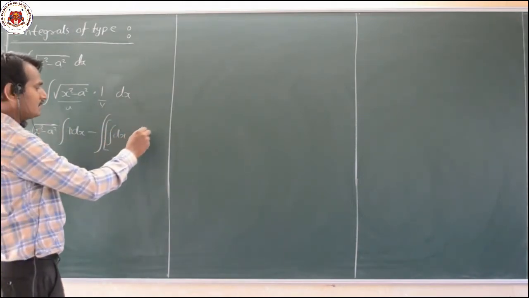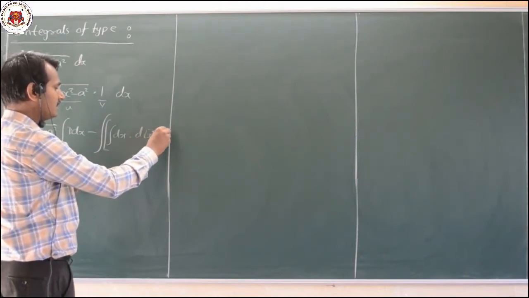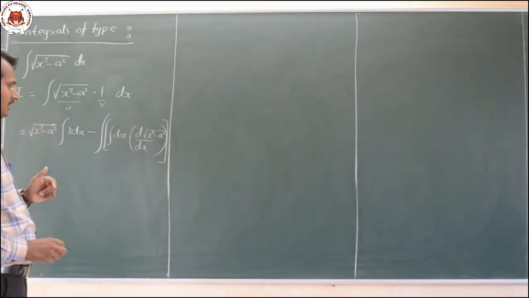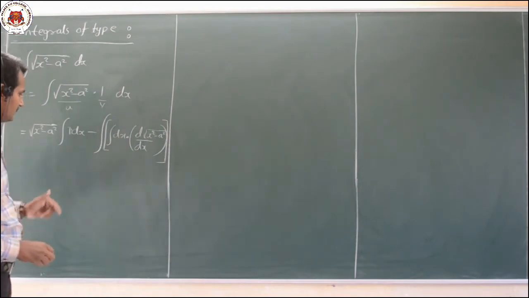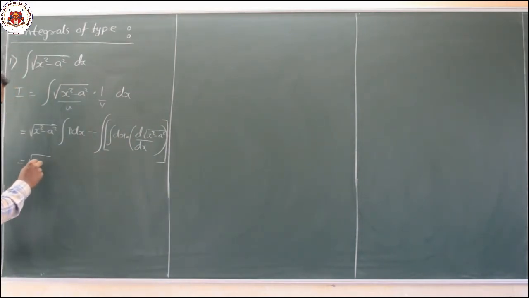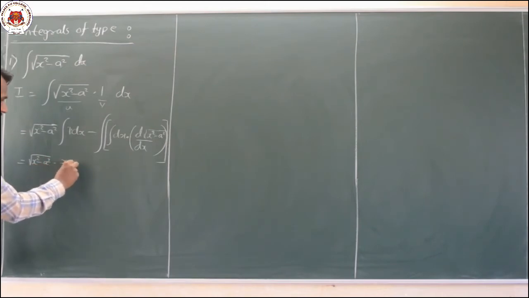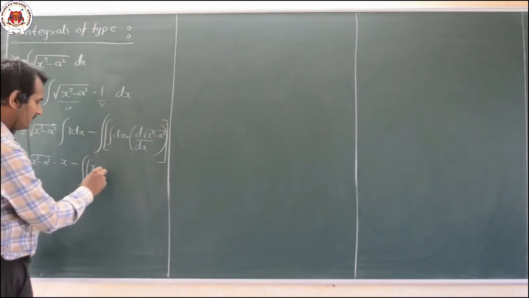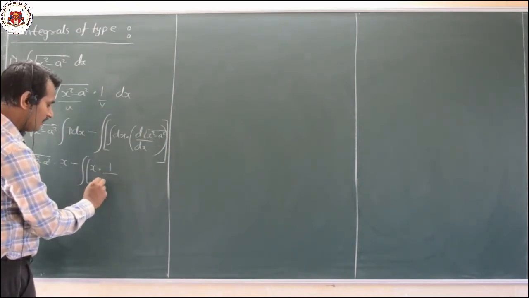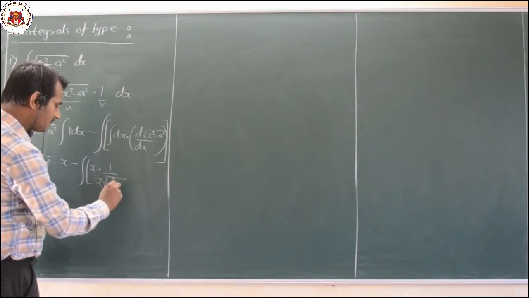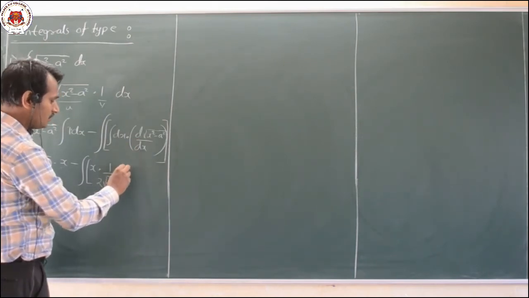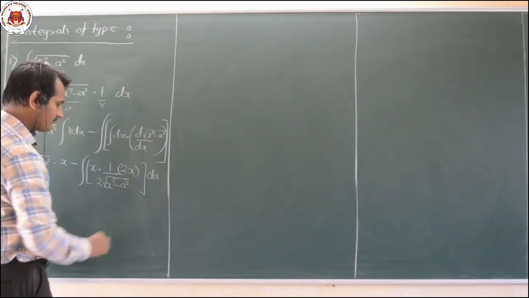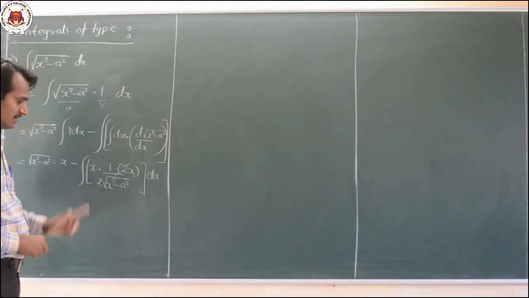du by dx means what? The derivative of root of x square minus a square with respect to x. Now, what is integration of 1? That is nothing but x. So we get root of x square minus a square into x, minus integration of x, which is the integral of 1, into the differentiation of the root, that is 1 by 2 root of x square minus a square, further differentiation of x square becomes 2x, a square is 0, into dx. Now here the 2 gets eliminated and x becomes x square.